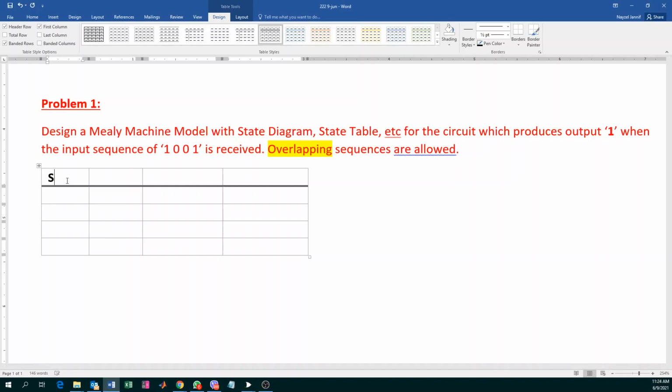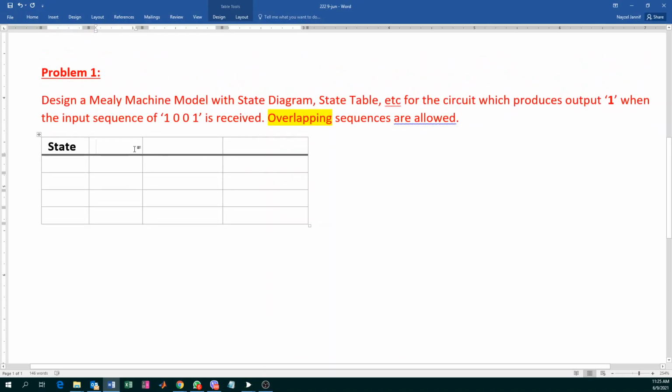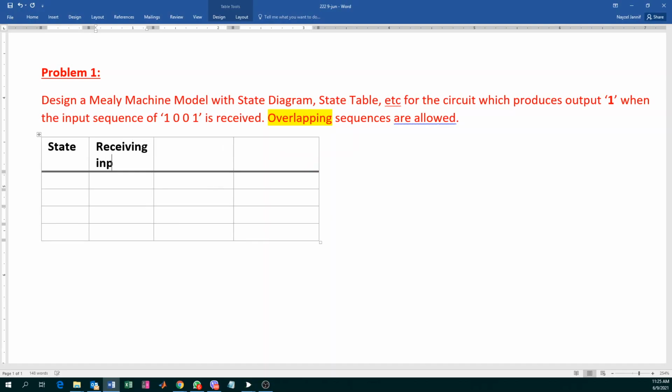Okay, guys, so let me just give the table some names: states. We may need 3, we may need 4, who knows. That's part of this particular investigation. All right. States, then you have something called the receiving input.